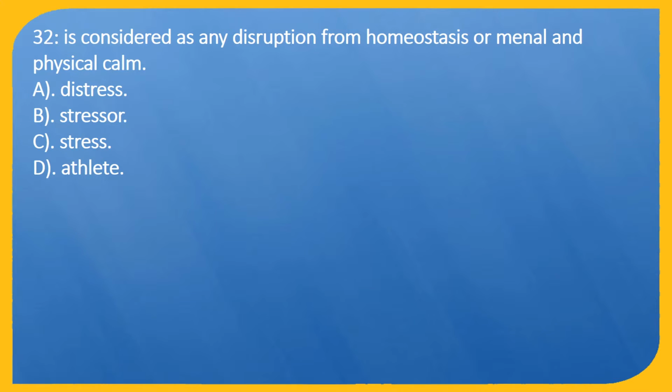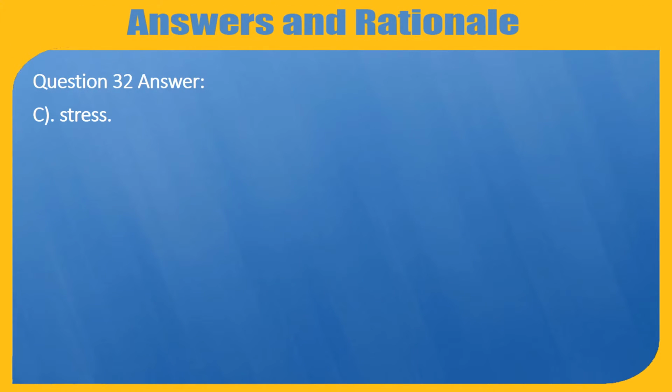Question 32. Is considered as any disruption from homeostasis or mental and physical calm. A. Distress. B. Stressor. C. Stress. D. Athlete. Question 32. Answer. C. Stress.